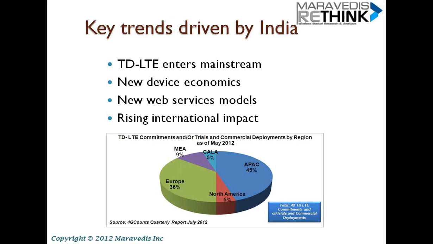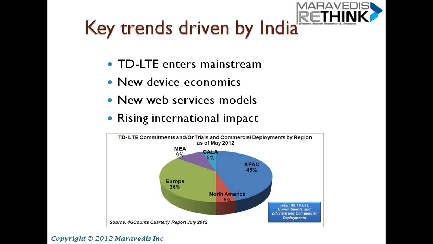And in particular, TD-LTE, a couple of years ago regarded as a niche technology, is now entering the mainstream because of the efforts largely of China and of India, India's decision to go with TD-LTE rather than WiMAX after the BWA auction. And as we can see from this extract from the most recent 4G Counts report, we are seeing about 42 TD-LTE commitments and trials already in place, with 45% of those in Asia, but also, interestingly, 1/3 in Europe.